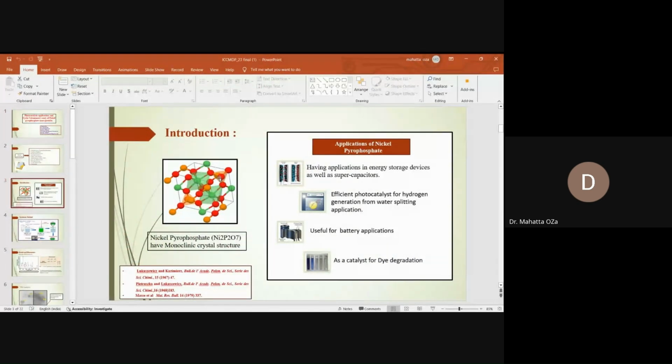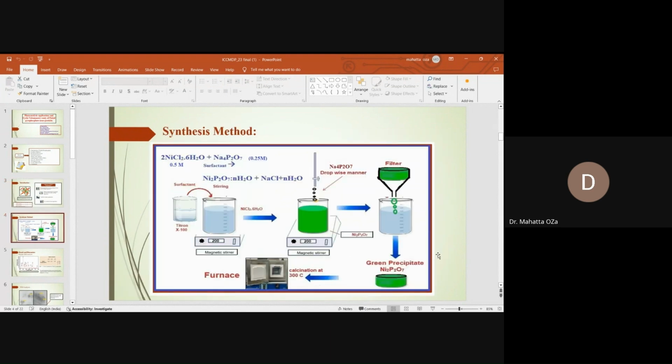Nickel pyrophosphate has a monoclinic crystal structure, with applications in energy storage devices as well as supercapacitors. It is also useful as an efficient photocatalyst for hydrogen generation from water splitting. It is also useful for battery applications and as a catalyst for dye degradation.